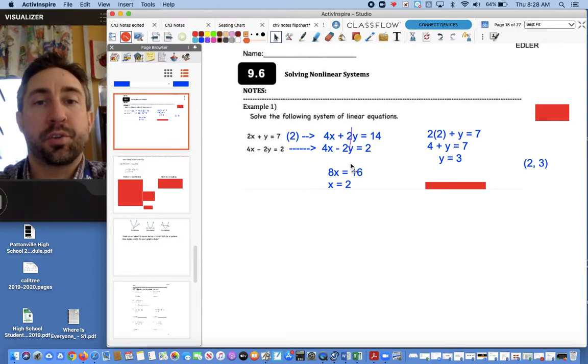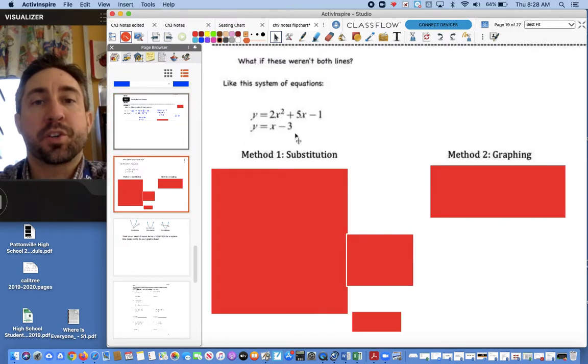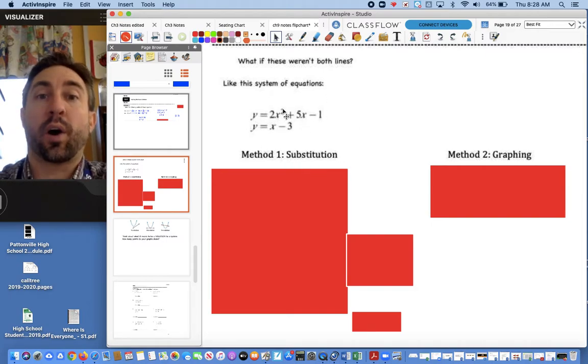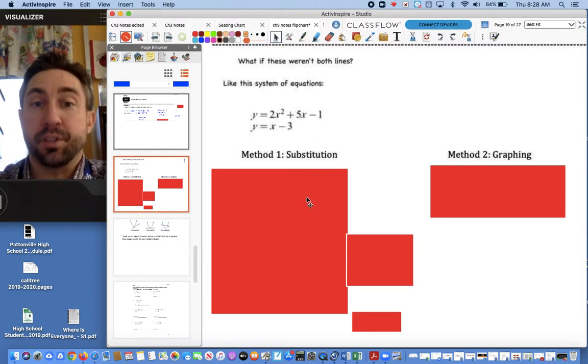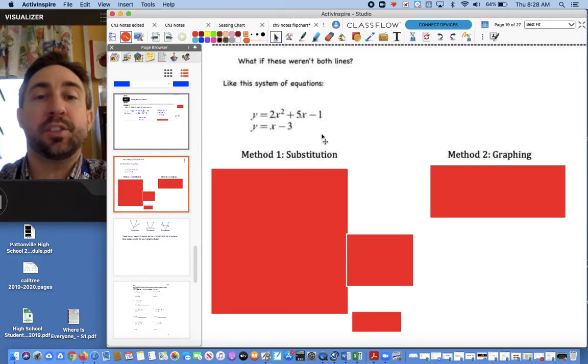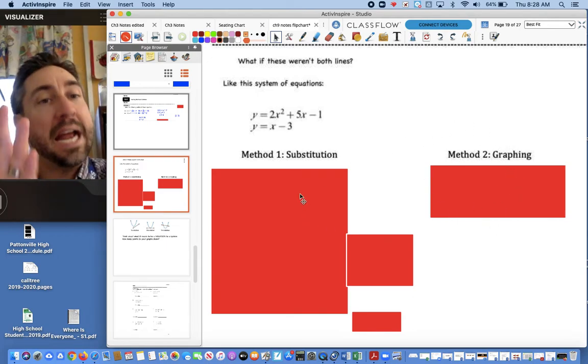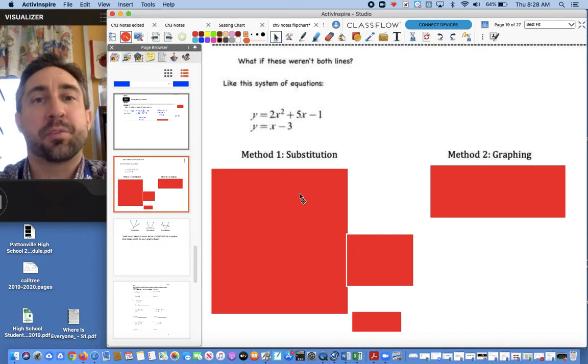I'll also show you the substitution method, but I want to show how it relates when we have a system where one is linear and one is quadratic. So this looks a little harder. I will show you this method. I do not expect you guys to use this substitution method. I'm going to show you an easier way, but just hang with me, okay? Just to see how this would work.